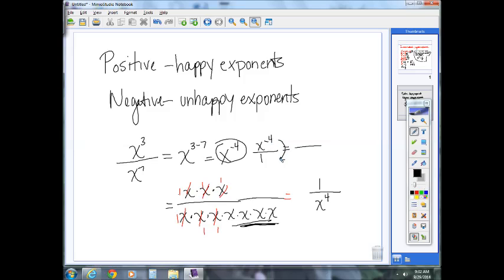So if you wanted to make this positive and make them happy, you would take x to the 4th and you would simply put it at the bottom, because that's where they truly belong. And you would make sure you keep a 1 up at the top. And isn't that what we got down here? So x to the negative 4th is the same thing as 1 over x to the 4th. They're unhappy where they are because they don't really belong there. Here, they are happy because that's where they belong.